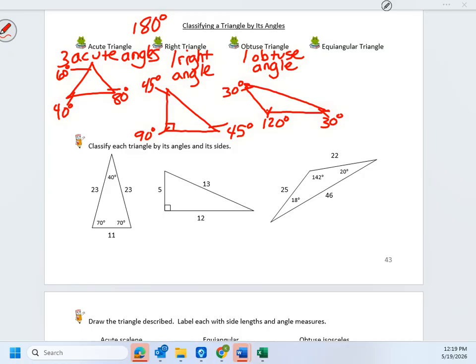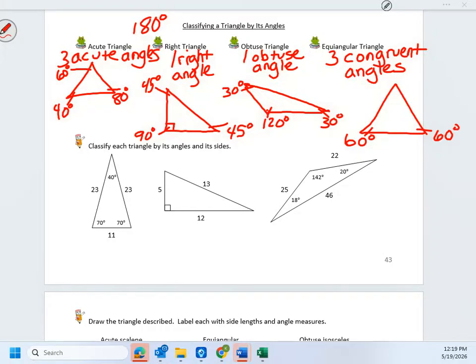Our last one is an equiangular triangle. That has three congruent angles. What would be an example of degrees I could put for this one? Ellen? 60 degrees. If I put 60 degrees here, what would I put for another angle? 60 degrees. And what would I put for another angle? 60 degrees.